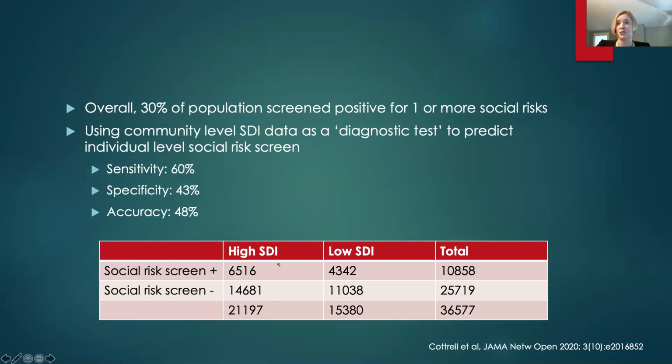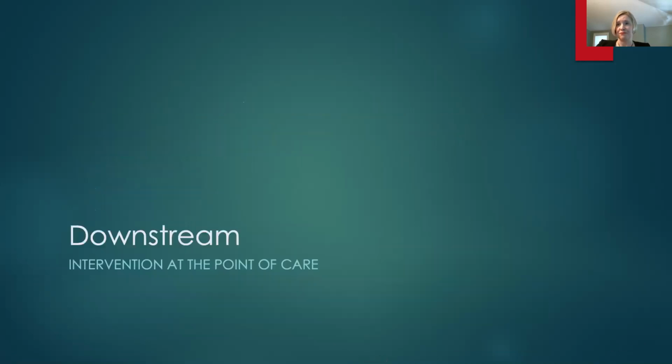Using the highest social deprivation index quartile to predict social risk would have missed about 40% of individuals who had a positive social risk screen. And likewise, there were a number of false positives with a low specificity. So the community level data only accurately predicted positive social risk on the screening test or negative social risk about half the time.